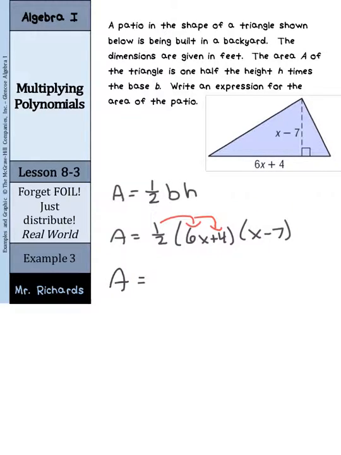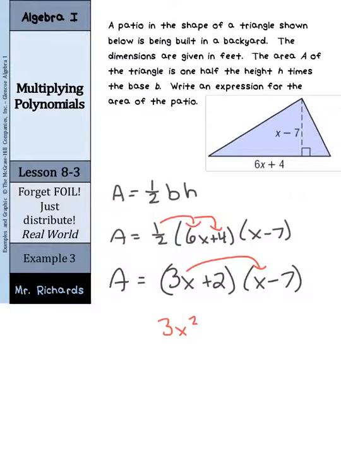So area is going to be 1/2 times 6x is 3x. 1/2 times 4 is 2. So that takes us to 3x plus 2 times x minus 7. And now we can use our distribution. Let's take 3x times x to get 3x squared. 3x times this negative 7 is negative 21x. Our 2 times x is a positive 2x. And our 2 times negative 7 is negative 14.